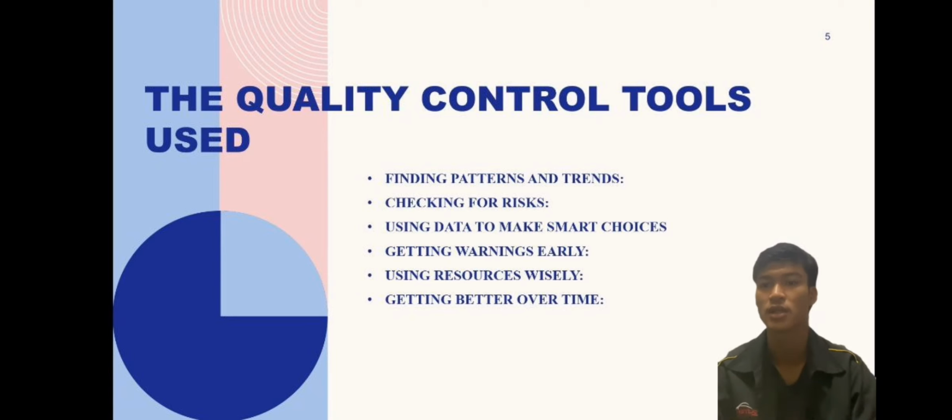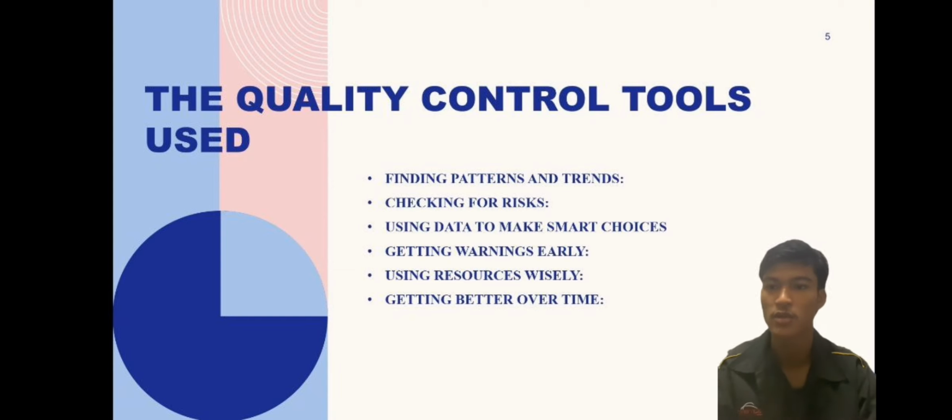Fourth is getting warnings early. Imagine if Umicore had a system that could warn them if something might go wrong. A histogram can be part of this warning system. By keeping an eye on how things usually are, Umicore can notice if something unusual is happening and fix it before it becomes a big problem.